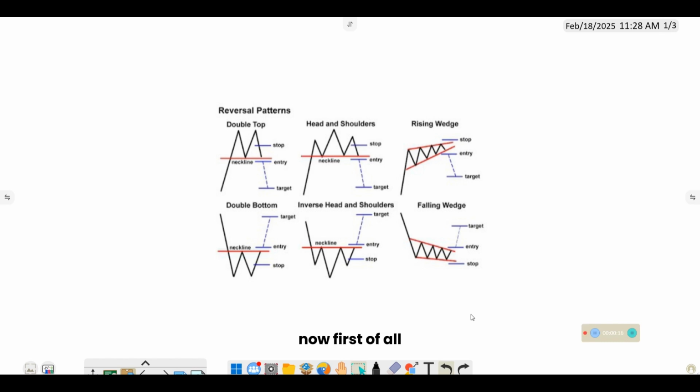Now, first of all, you need to know that there are three basic classes of chart pattern. Chart patterns can be broken down into three different classes. And we have reversal patterns. Reversal patterns are used to get a reversal of a particular trend, because the market as a whole is about trading trends. What I mean by trend is either the market is moving in a bullish structure or a bearish structure.